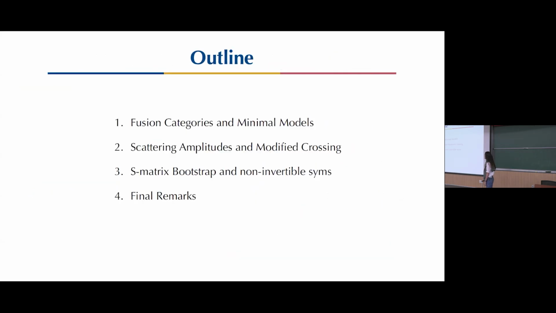So let's see the outline. First, I will describe very briefly what are fusion categories and some examples realized in minimal models. Then I will tell you more about these kink scatterings and how we can derive modified crossing. And finally, I will tell you how we can use this to explore the space of general QFTs.